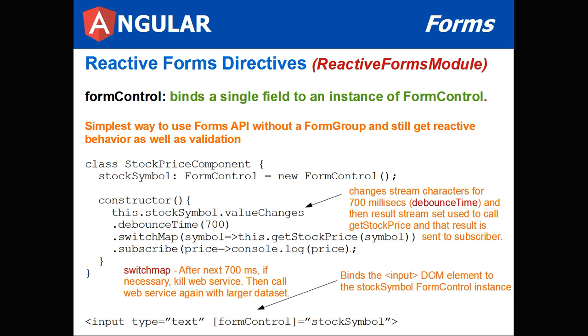The constructor looks at the value changes property of the stock symbol. Now, a form control is part of the reactive forms module. So the form control implicitly uses observables. And so doing the dot value changes on the stock symbol streams the characters that the user is typing into an input field which is mapped to this form control.